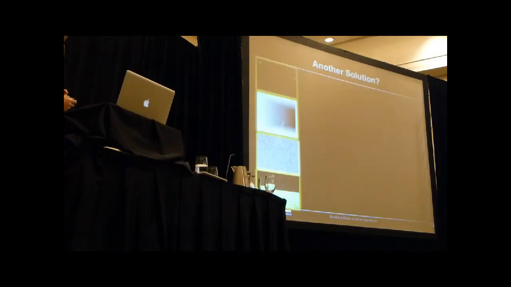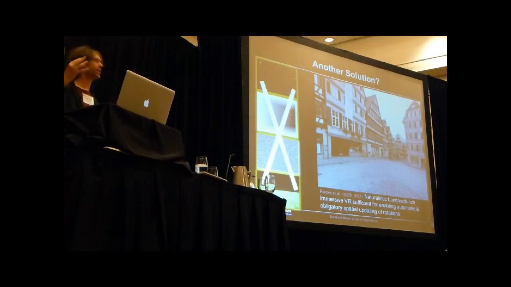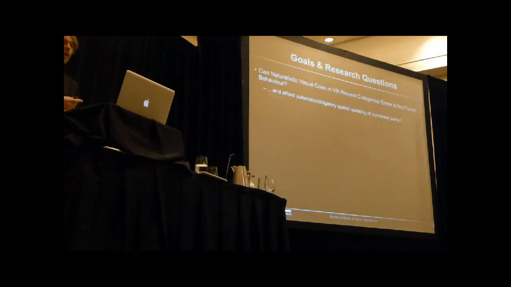So instead of using optic flow, how about just using a natural environment? And indeed, in a study where we just did pure rotation, we could show that if the scene has lots of landmarks, and we just showed no physical locomotion involved, it clearly does enable automatic and obligatory spatial updating for rotations. But the question is, does it translate to translations and curvilinear paths, like the ones that I've shown you?